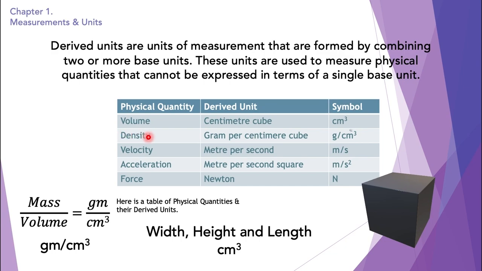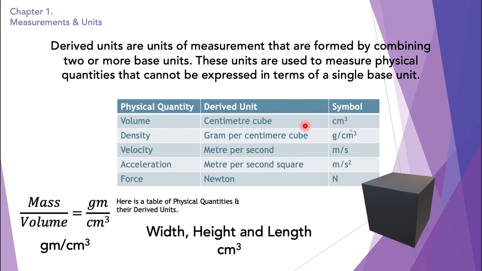Now let's read some of the physical quantities and their derived units in this table. Now there are many different physical quantities with their derived units. I've just written down a few of them here. Firstly, we have volume, which is measured in centimeter cube. The symbol of this derived unit is cm with a small 3 above. Overall, we read it as centimeter cube.